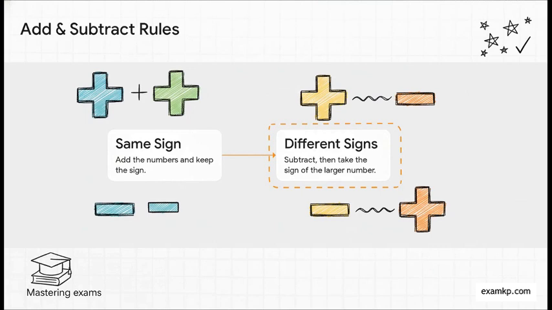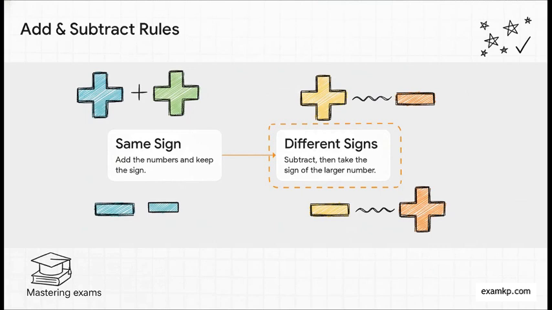For adding or subtracting, you only need to know 2 rules. That's it. First, if the signs are the same, you just add the numbers up and keep that sign. But if the signs are different, you find the difference, just subtract the smaller number from the bigger one, and then you take the sign of the bigger number. The key is always check the signs first.